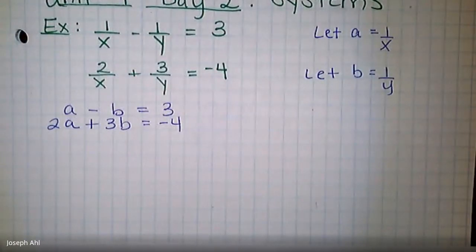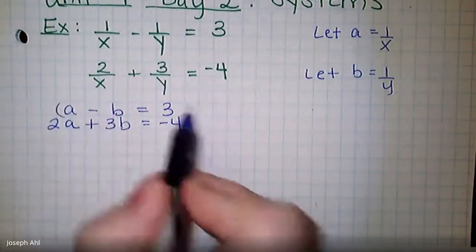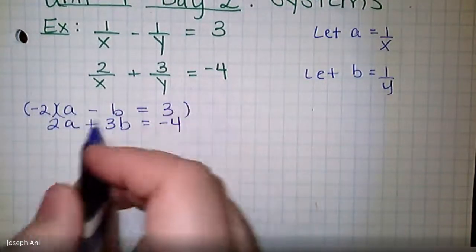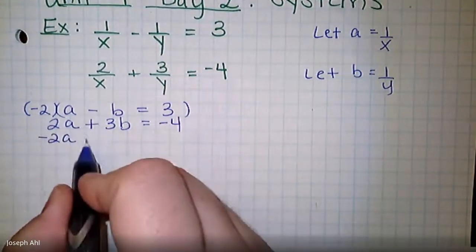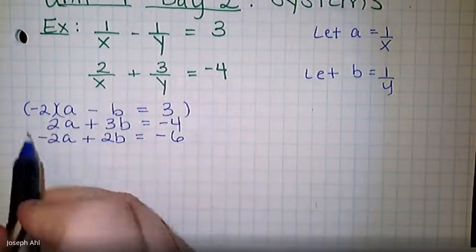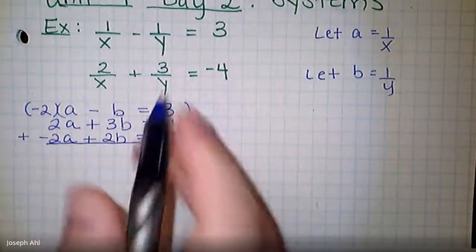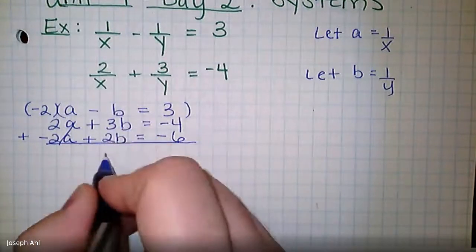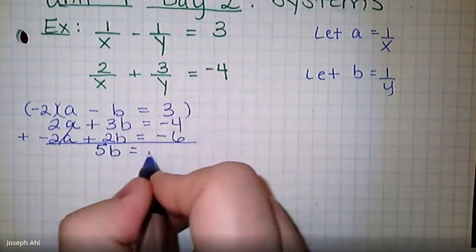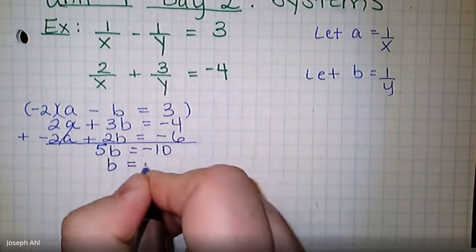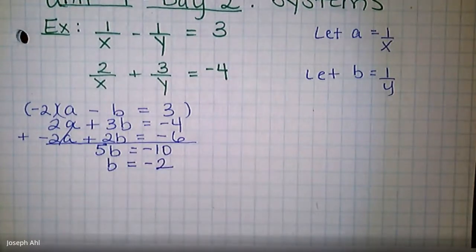You can choose whichever variable you'd like to eliminate, whether you want to eliminate a or b, it's up to you. Let's say I eliminate a by multiplying the top equation by negative 2. Just make sure you do that on both sides of the equation. That turns into negative 2a plus 2b equals negative 6. When I add going down vertically, our a's cancel out, which is our goal. And 3 plus 2 is 5b equals negative 10. So therefore, b is equal to negative 2. All right, perfect.